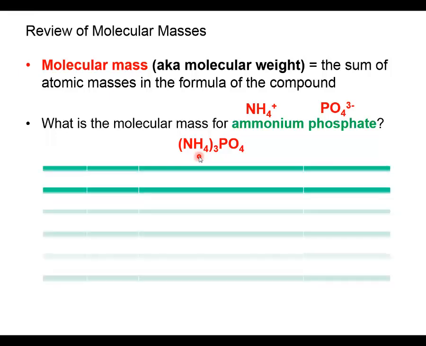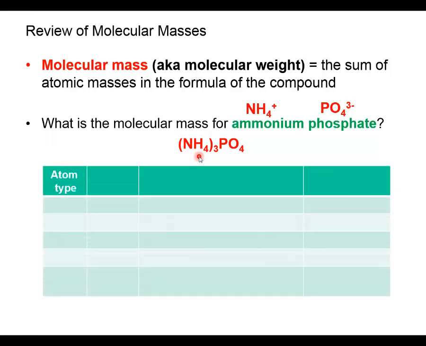Okay, so I set up my table, and my first column will have my types of atoms. So first of all, I have nitrogen atoms from my ammonium. I have hydrogen atoms from my ammonium. And I have phosphorus atoms from the phosphate, and I have oxygen atoms from the phosphate. So there are all the different types of atoms present in my formula.